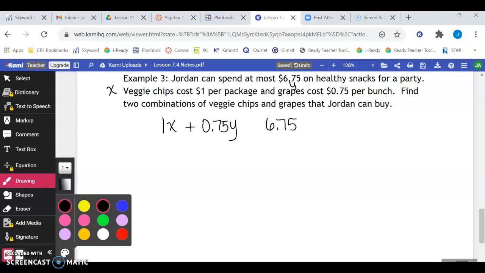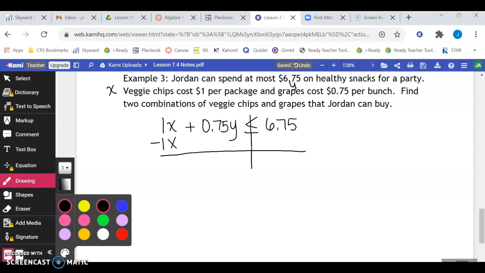And we know he has $6.75 to spend. He cannot go over that, so that has to be our biggest number. And he could also spend exactly $6.75, so it could be equal to as well. So just like the other problems, now that we have our inequality written, we have to solve for y.